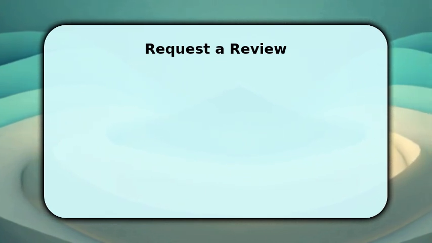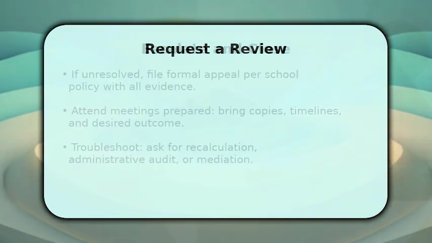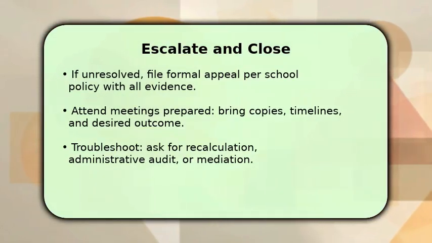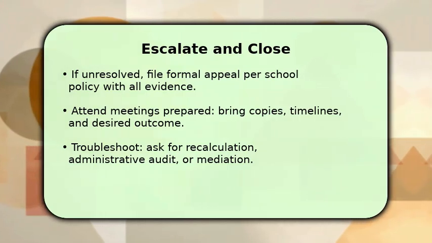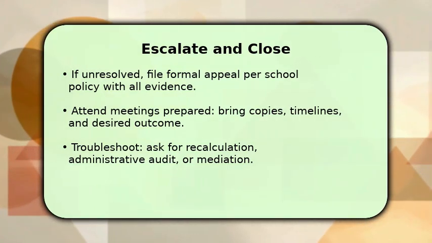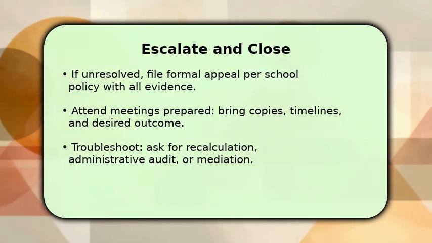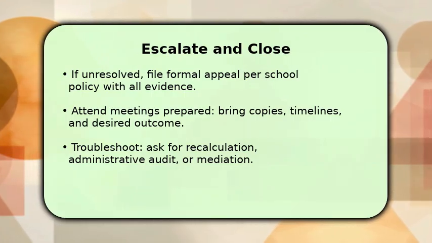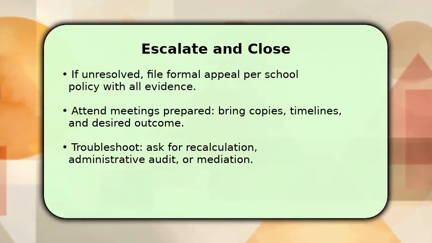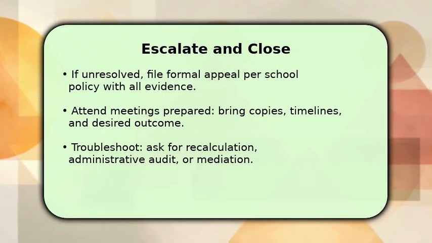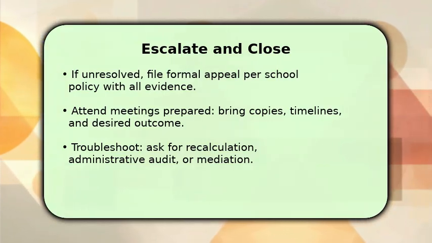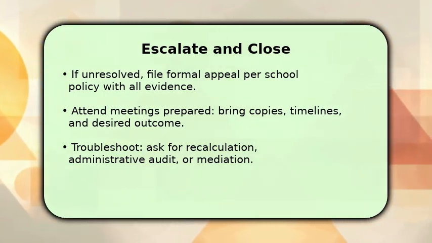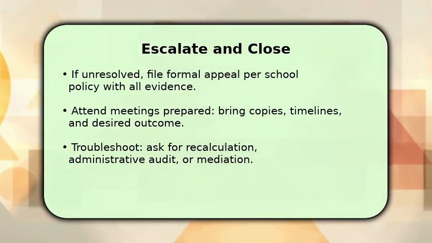If the instructor's review doesn't resolve the issue, escalate by filing the school's formal appeal or grade change form, attaching all evidence and correspondence. Attend any scheduled meetings prepared. Bring printed copies, a concise timeline, and state the outcome you seek. Once an administrative decision is made, verify the updated record in the system. Troubleshoot by requesting a recalculation, administrative audit, or mediation if discrepancies persist. Document every step so you have.